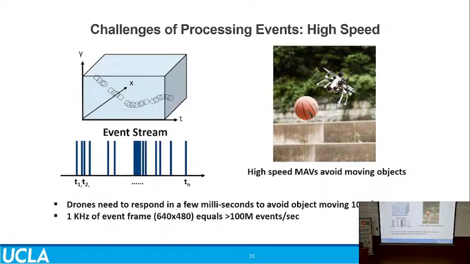So what are the challenges in processing these events, right? The biggest challenge is the number of events you need to process is upwards of 100 million events per second, right? And keeping up with the generated camera output becomes a challenge.